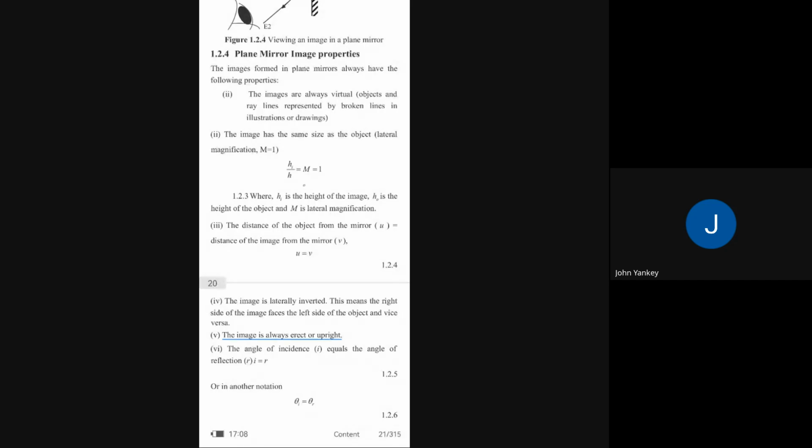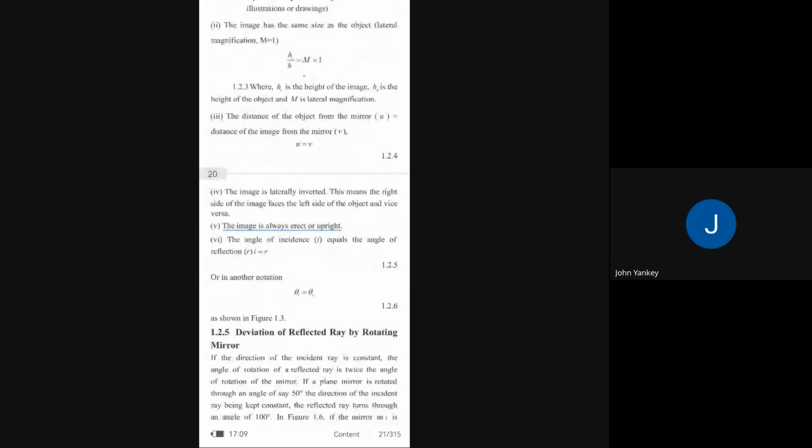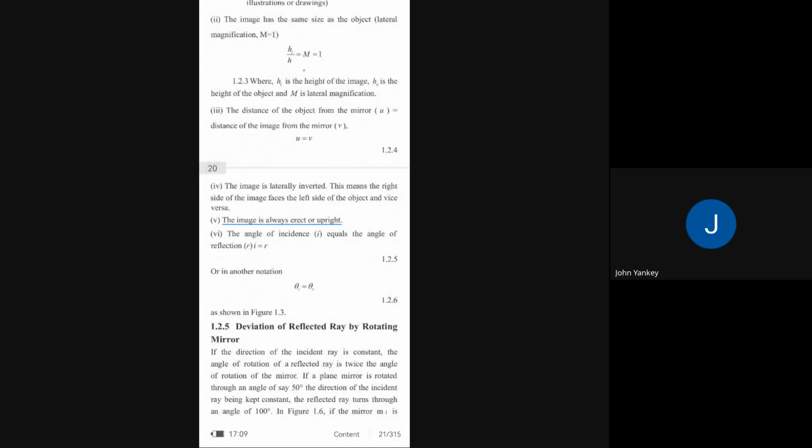One, the image is upright or erect, which means the image stands up the same way as the object. So if the head of the object is upwards, the head of the image will be upwards. So the image is upright, or we can say the image is erect. You can write it now, properties of the image. One, the image is erect.